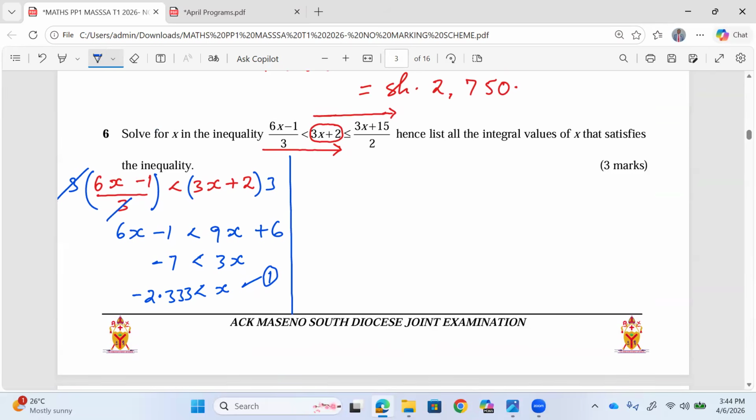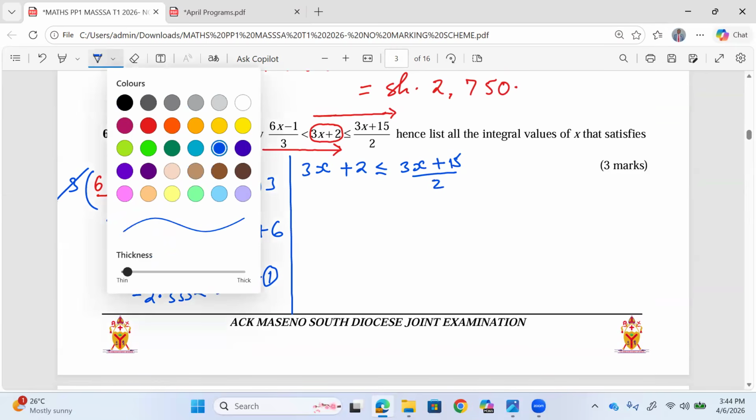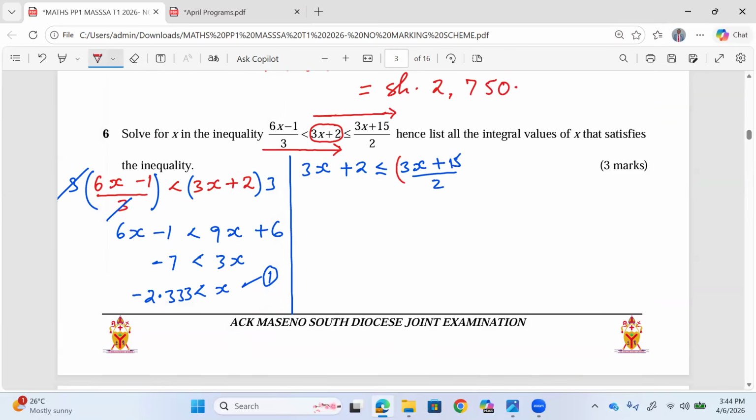So the second inequality is starting with 3x plus 2 less than or equal to 3x plus 15 out of 2. Now with this, we can talk of multiplying by 2 both sides and also by 2 there, so that this now cancels out. With that, we can talk of 6x plus 4 less than or equal to 3x plus 15.